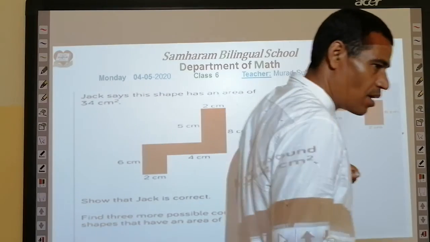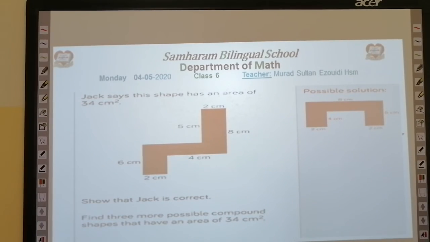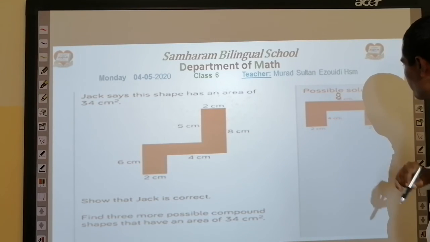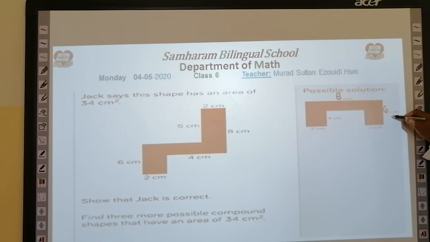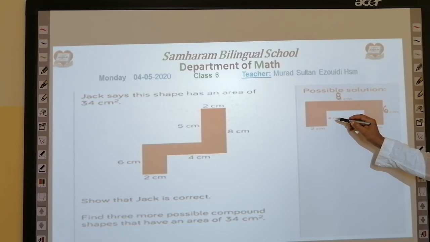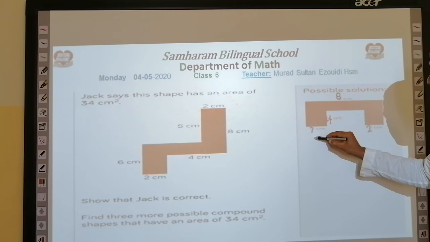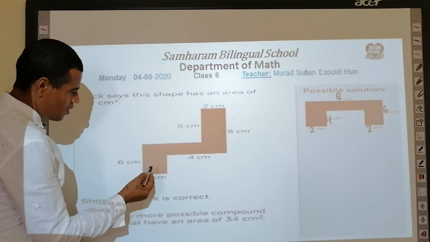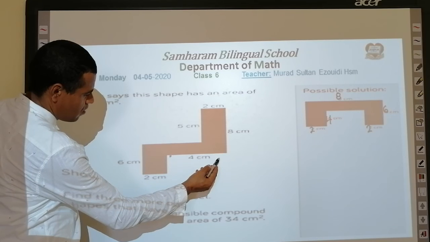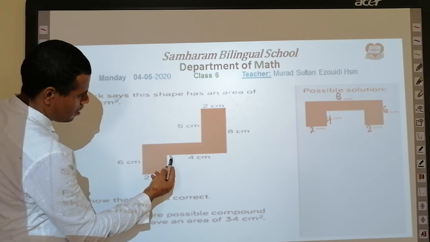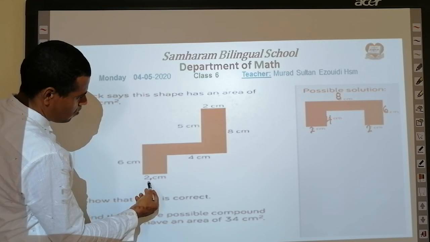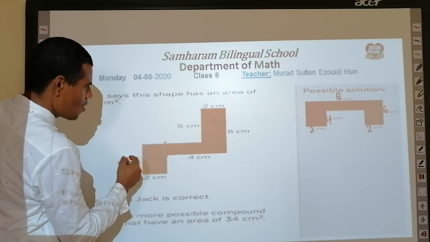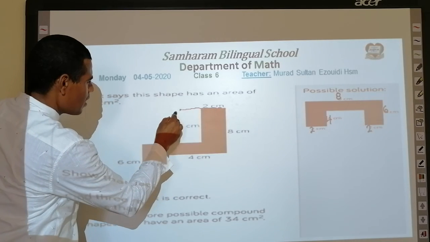So here in this example, we have 8, 6, 2, 4. This is 8. This is 6. This is 2. This is 4. This is 2. So the area of this shape is the same as that. If you can count this one, because this one is 4, 4 plus 2 is 6. You can divide this into a big rectangle like that.